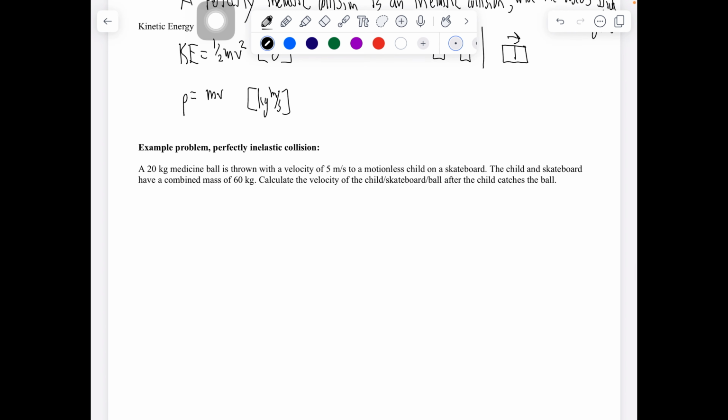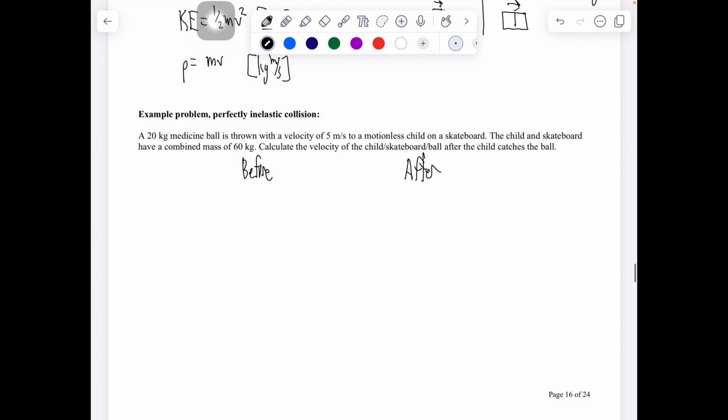The setup is going to be much the same. We have a before picture and we have an after picture. I'm going to draw the objects. I just draw them as squares. Keeps it nice and simple. A 20 kilogram medicine ball. Here's our medicine ball, 20 kilograms. It's thrown with a velocity of 5. Since it's given as positive, I'm just going to say it's thrown to the right, positive direction. To a motionless child on a skateboard. The velocity is 0. We do not know their mass, at least not yet.